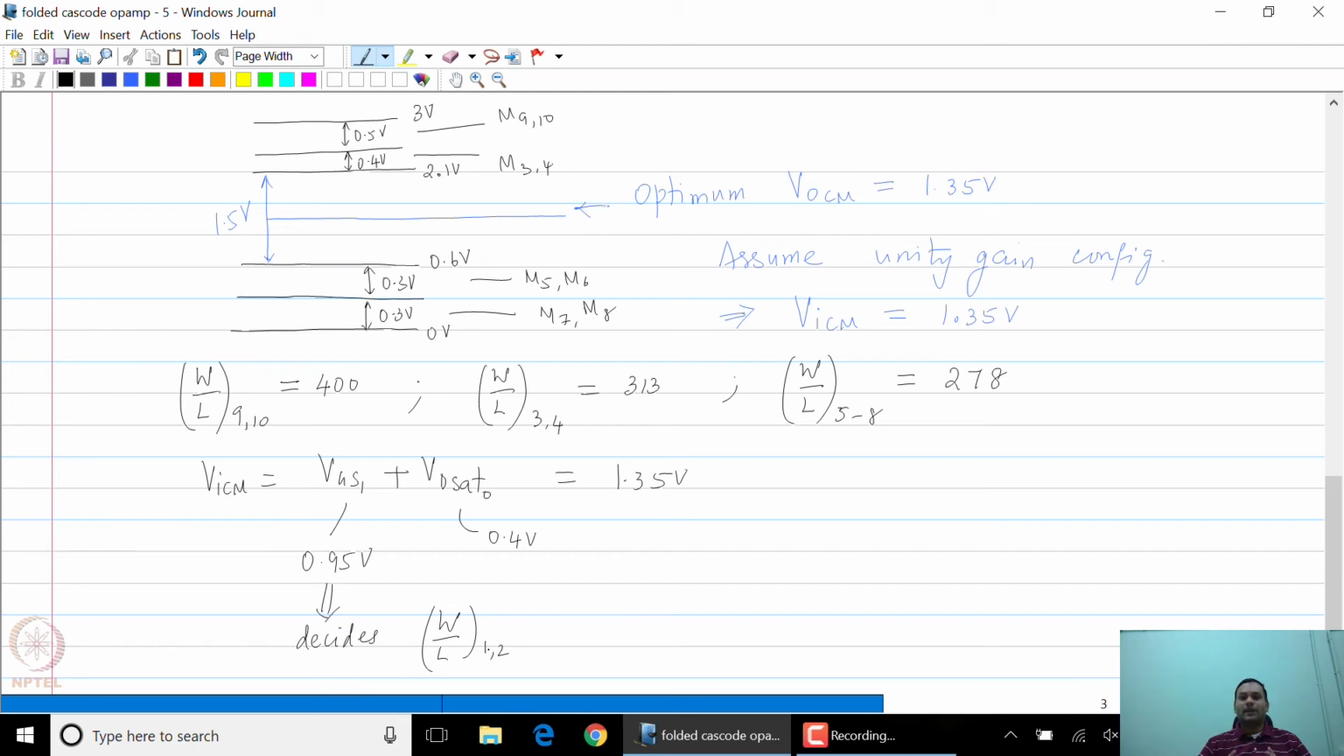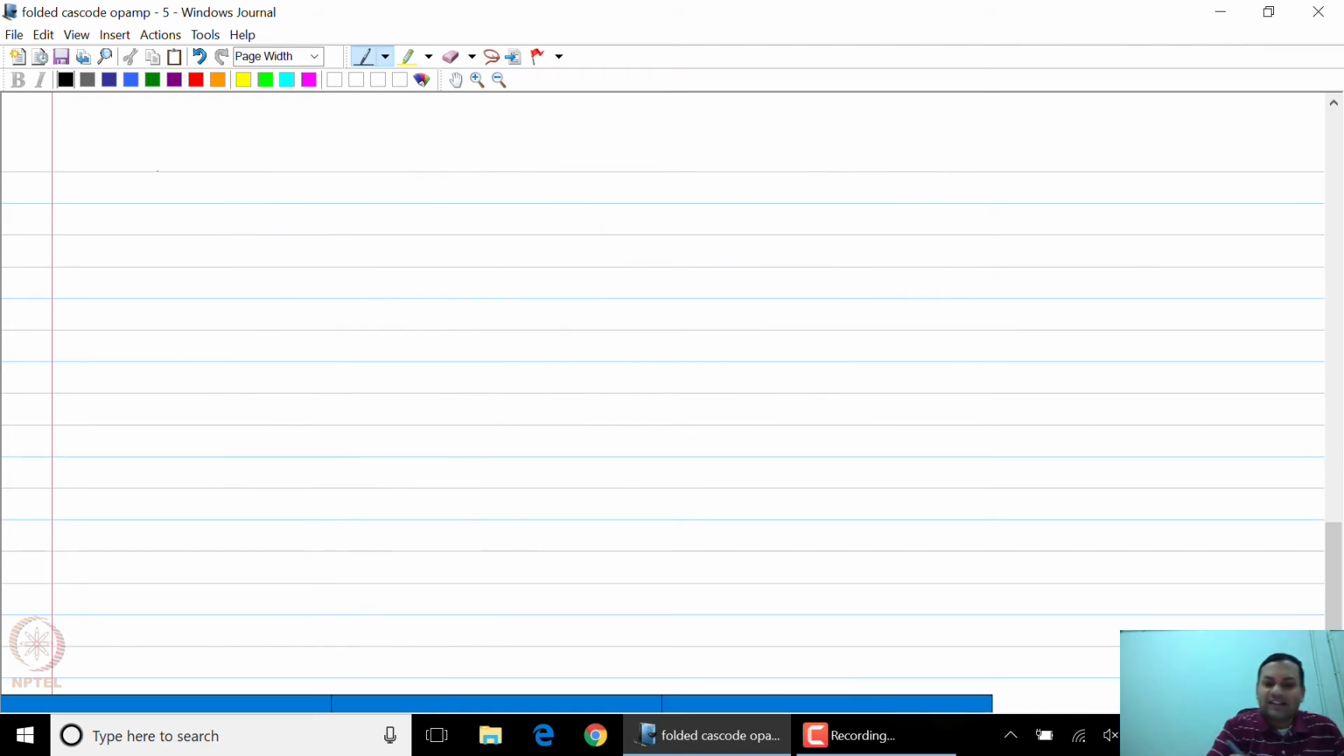Now you have all the sizes, width to length ratios of all transistors in the circuit, because you have now used the power dissipation condition and the overdrive swing limit conditions to arrive at this with certain logical, reasonable assumptions. So now the next step is to calculate the gain of this particular op-amp. So let us calculate the DC gain.